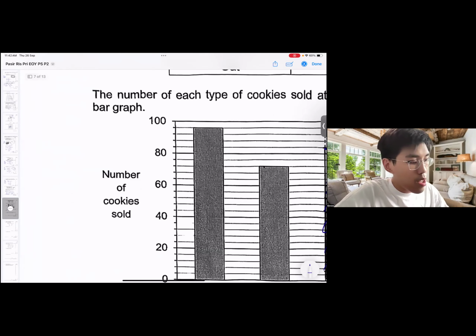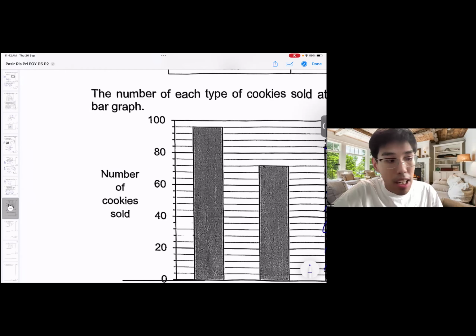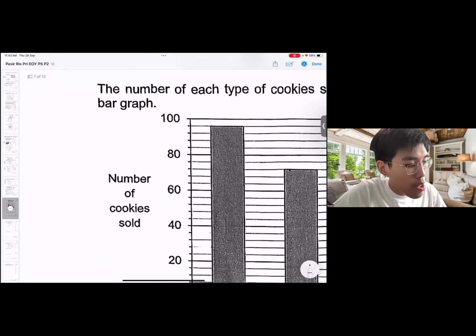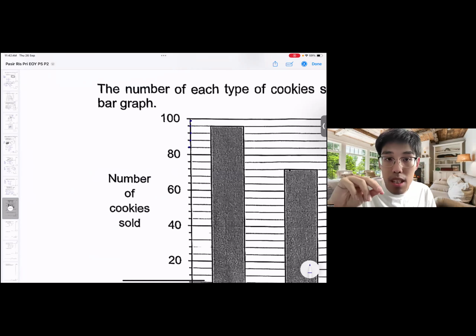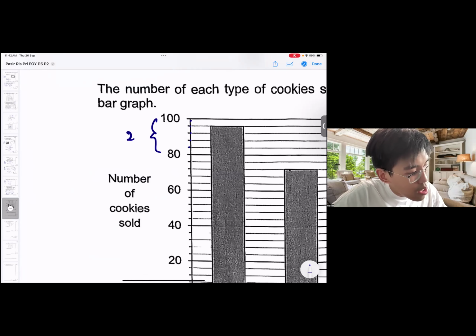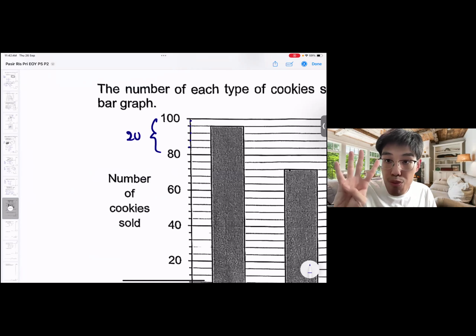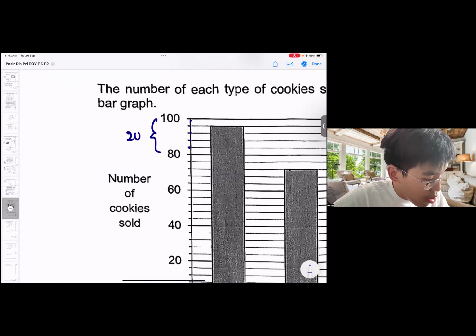Okay, so you see each of them increased by how many? Let's take a closer look. 1, 2, 3, 4, 5. There are 5 gaps. All right, 5 gaps. You see, and each interval is 20. So there are 5 gaps. That means every one interval increased by 4. That means the next one is 84.